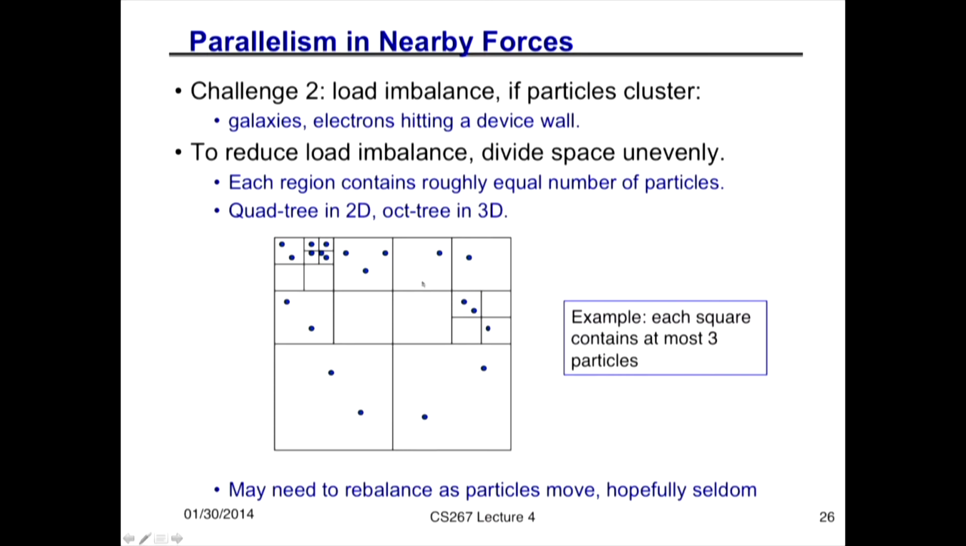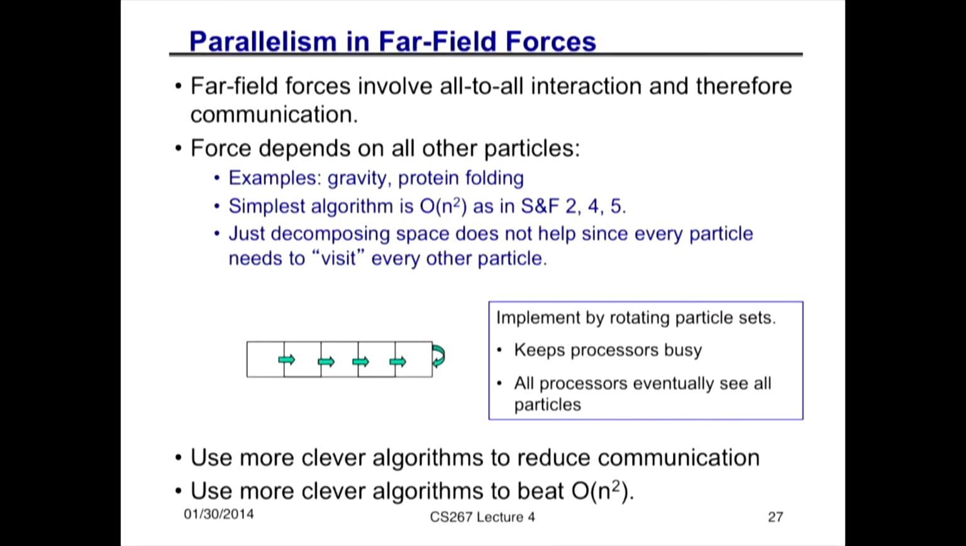So that's nearby forces. And finally, if there are no questions, we get to the really hard case, where everybody depends on everybody, which are far field forces. Inverse square laws, gravity, protein folding, those are the canonical examples, but they don't have to be inverse square. The simplest example, if you just write it down, is n squared. You take every pair of particles, compute the forces on one and the other, and add them all up. Now just decomposing space evenly is not going to eliminate any communication, because everybody has to be everywhere.